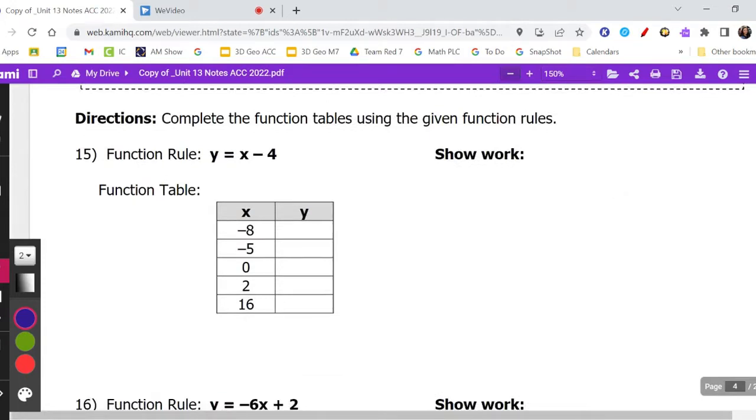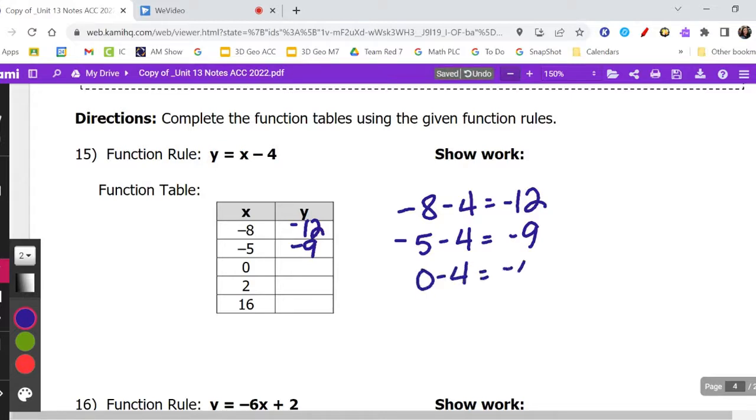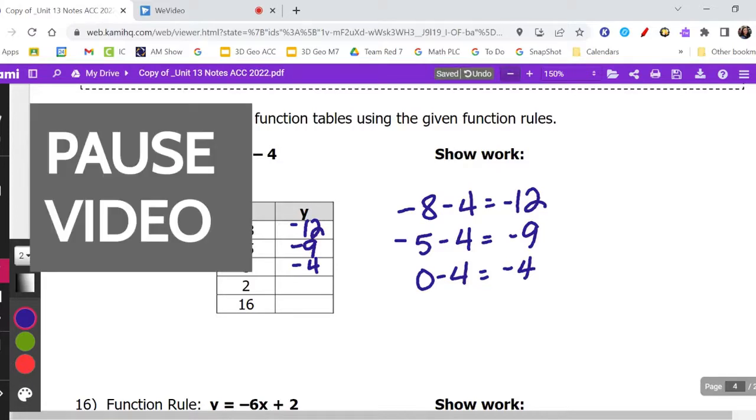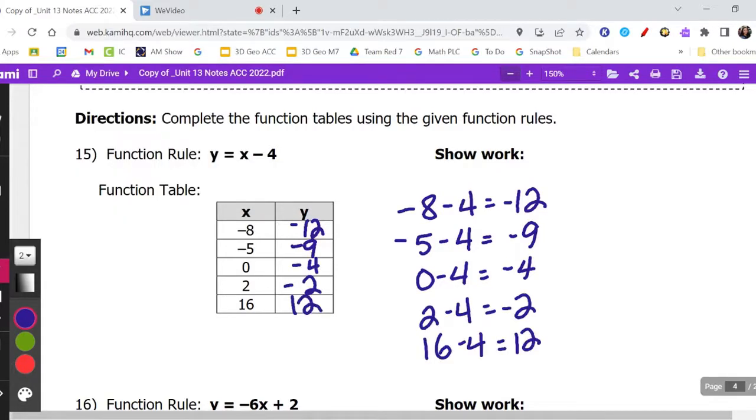So my first x is negative 8, so I'm going to do negative 8 minus 4, and I get negative 12. So my first y value is negative 12. The ordered pair would be negative 8, negative 12. Okay, next, negative 5. So I'm going to do negative 5 minus 4, and I get negative 9. So my next ordered pair would be negative 5, negative 9. 0. So do 0 minus 4, and I get negative 4. Okay, and I'm writing a negative 4. So my next ordered pair would be 0, negative 4. Okay, pause the video and do the next two. All right, you should have gotten negative 2 and then 12.